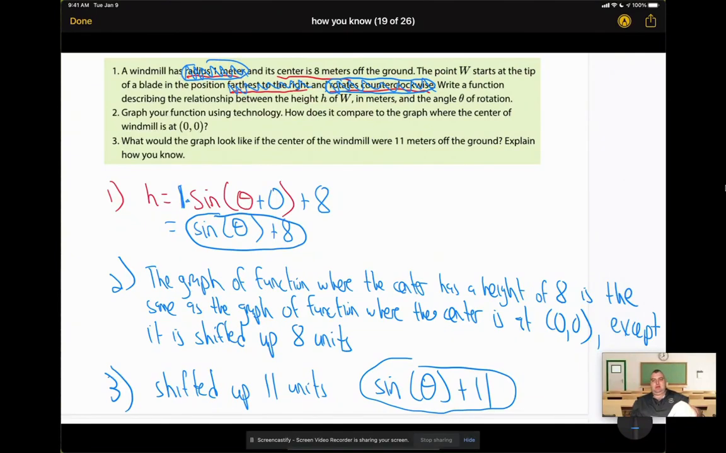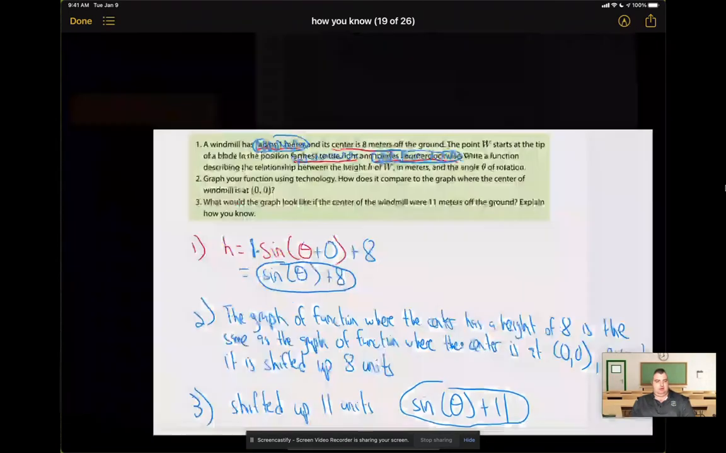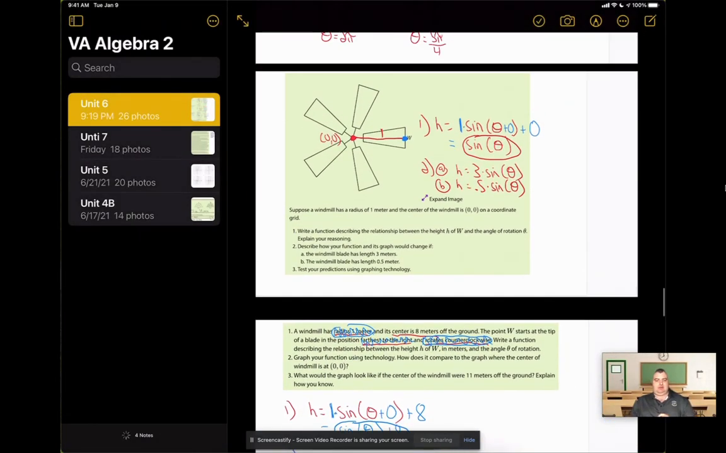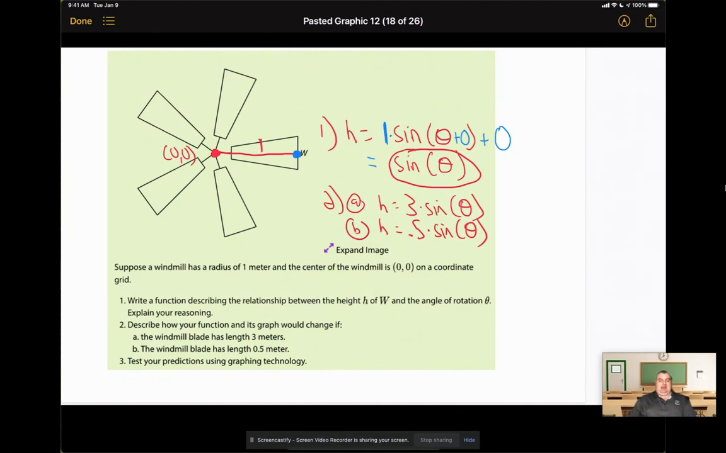Okay? So again, the purpose of this lesson was to practice writing equations where we have a windmill, using the amplitude, using the midline, and using the horizontal shift and applying that to a windmill situation. Okay, that is it for lesson 13.